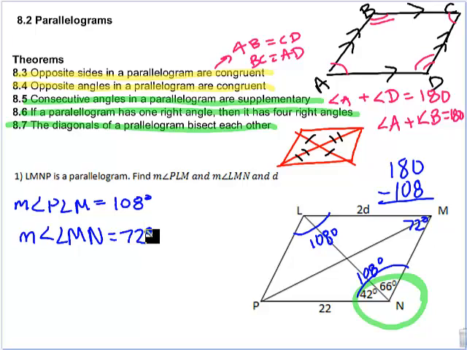Is that okay? Okay, we got to find D. How can we find D? 2D equals 22. Yep, 2D equals 22. Why does 2D have to equal 22? Yeah, opposite sides are congruent. So what does D equal? 11.